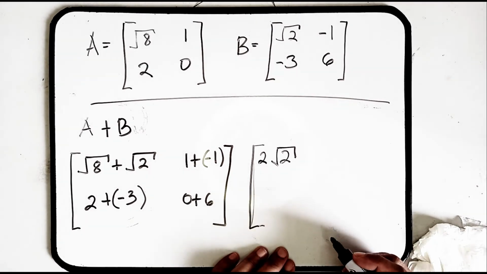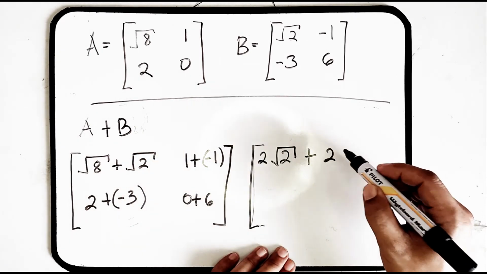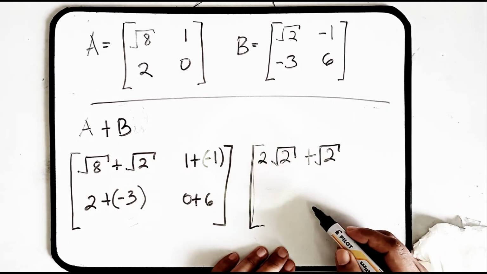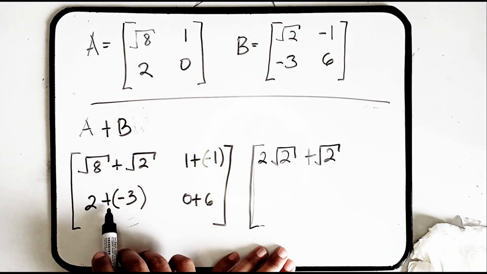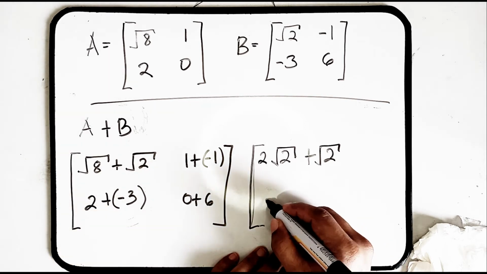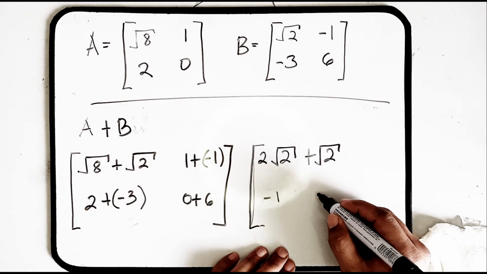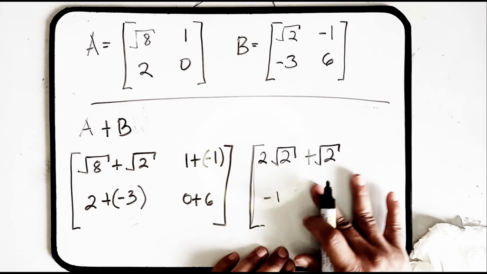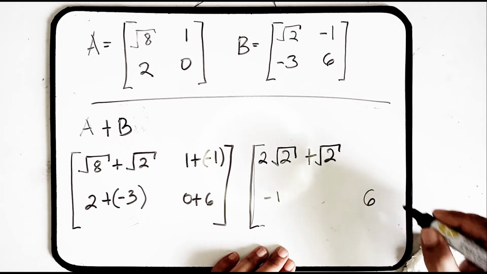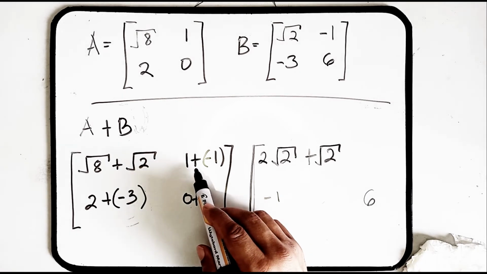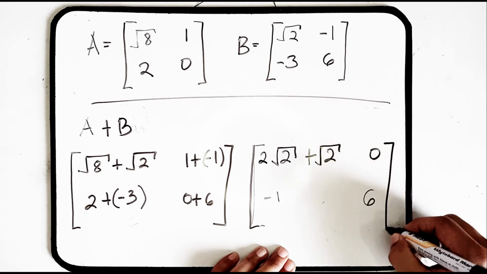Okay, so let's continue solving this. So plus 2, and then this is 2 minus 3, this is negative 1, and then 0 plus 6, that is 6, and then 1 plus negative 1, and this is 0. Okay, there you go.